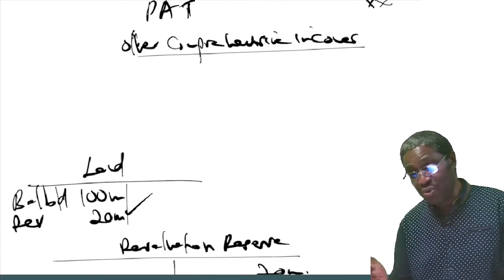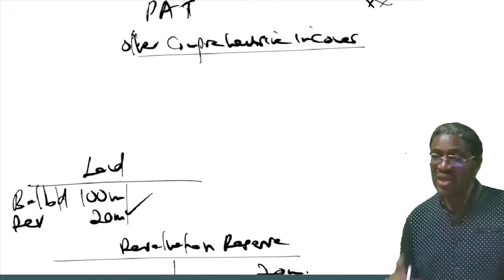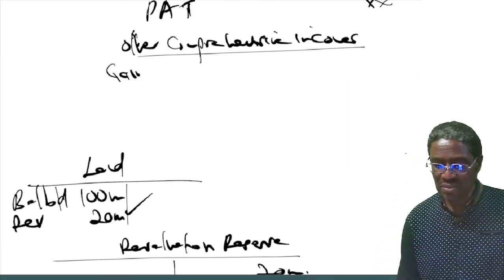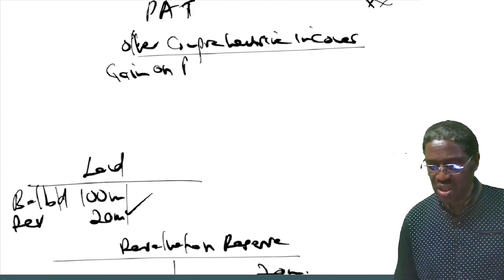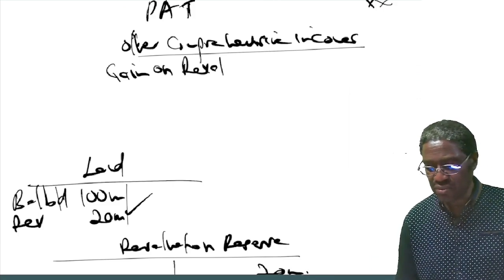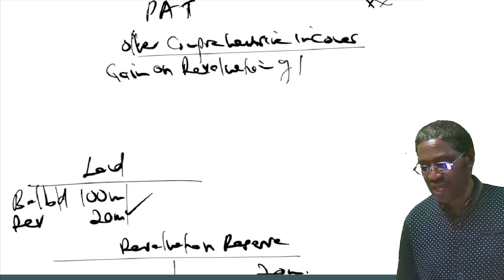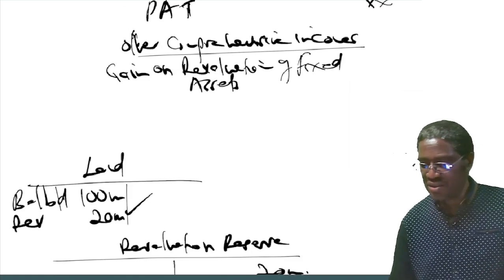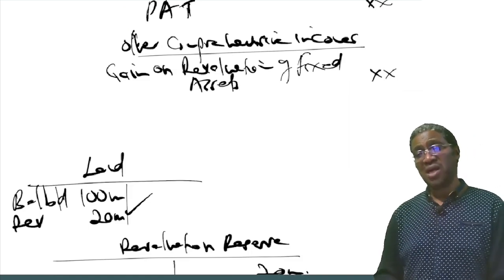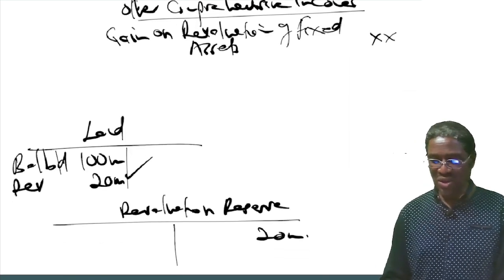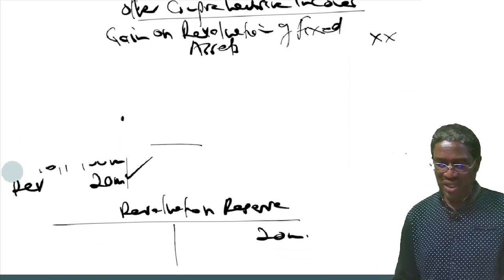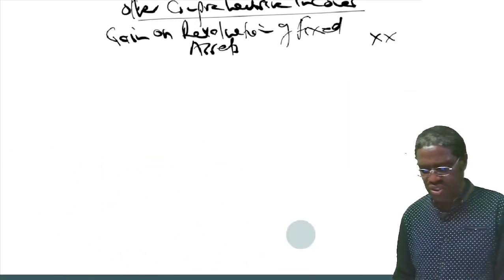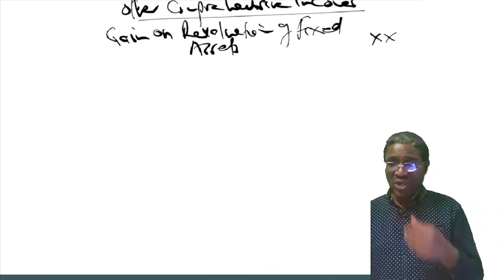So one example of what we can classify as part of other comprehensive income could be the gain on revaluation of fixed assets, or what you can call non-current assets. Good. That's one example. Let me just give you another example. There are many, but we shall be coming across them later.